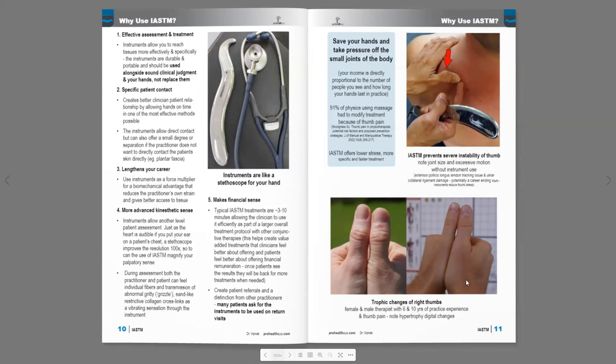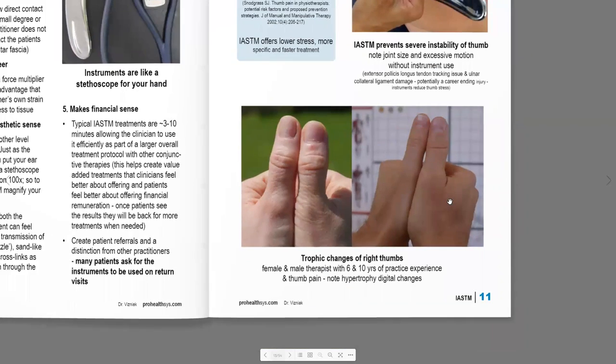They make financial sense. You can see this thumb right here, saving your thumbs. What is the stat? Something like 91% of physios using massage have to modify their treatments and have missed days of work because of thumb injuries. And here you can see some people who are at one of our seminars here. This one was in Hawaii. This one was out at Salt Spring Island. And these are therapists who have been working for 6 years and 10 years. And you can see the trophic, let's just zoom that in. You can see the trophic changes on those thumbs, right?